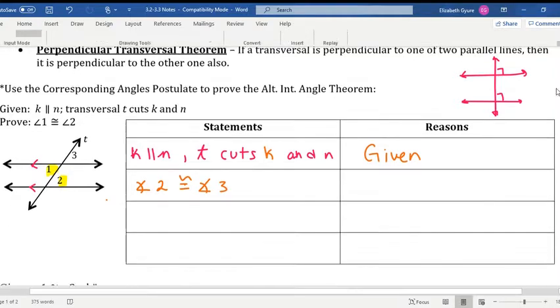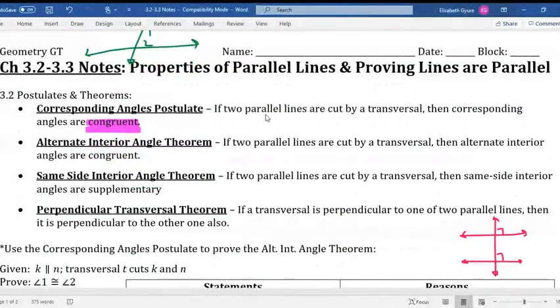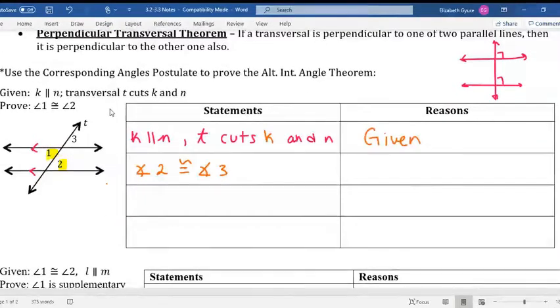Now, the reason we can say that is we had parallel lines, right? They were cut by a transversal, so our corresponding angles were congruent. That is the corresponding angles postulate. And remember, if you ever don't remember a name of it, is it okay to write out an if-then statement? That's totally fine. So corresponding angles postulate. Okay. So now we've talked about angle 2. We've introduced angle 2 into our proof.